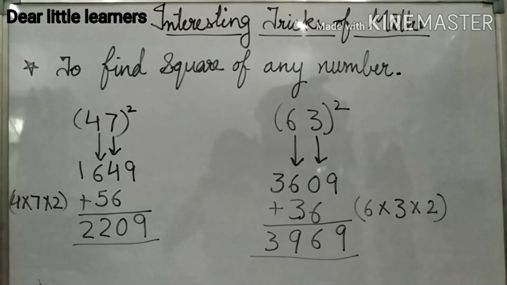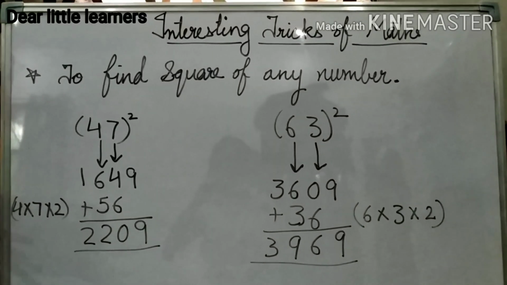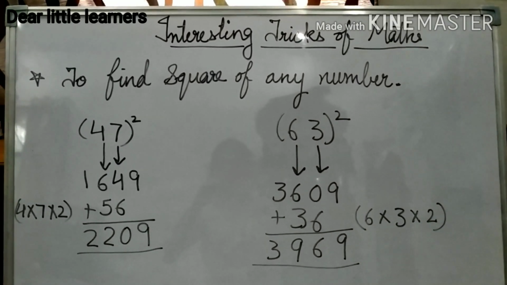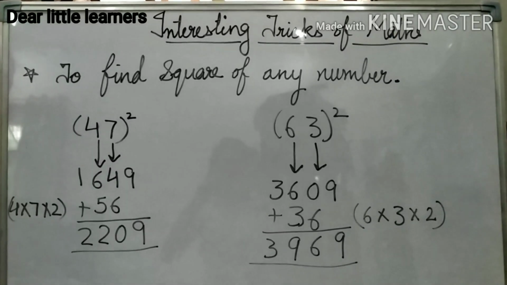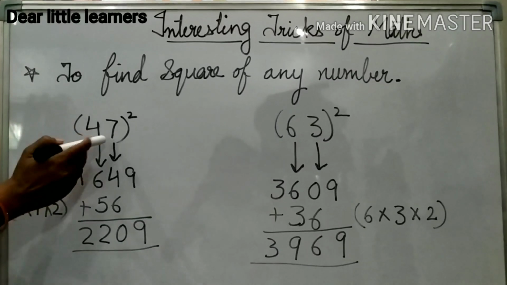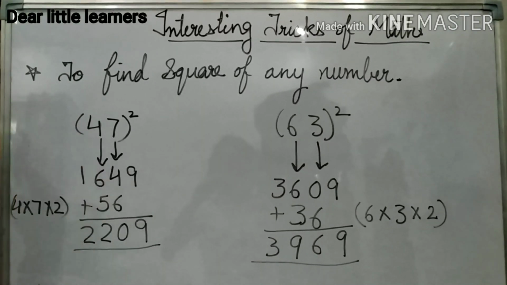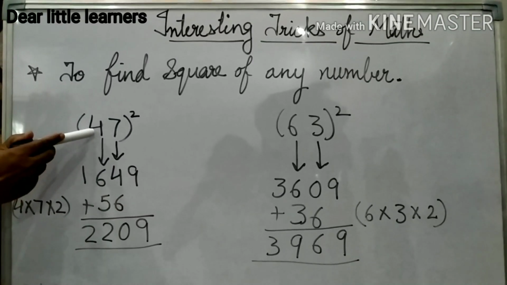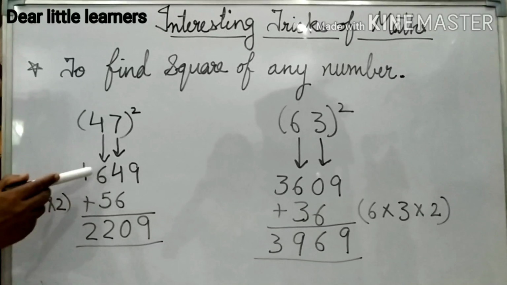Now children, the next trick is to find the square of any number. Suppose we have 47 and we have to find out the square of 47. So the first step is, first we will find out the square of 7. So 7's square is 7 times 7, which is 49. And then we will find out the square of 4. That is 4 times 4, which is 16. Okay, this is the first step.